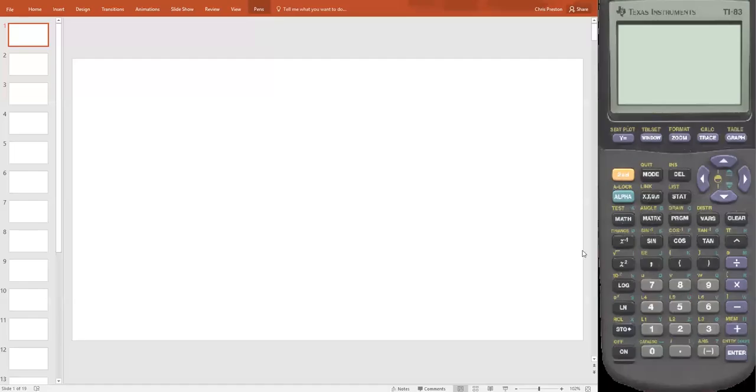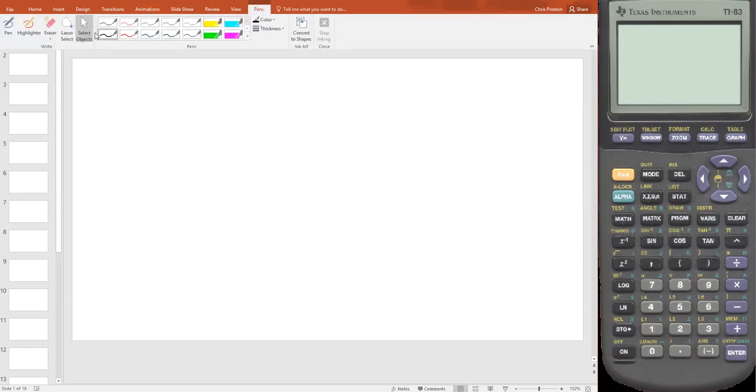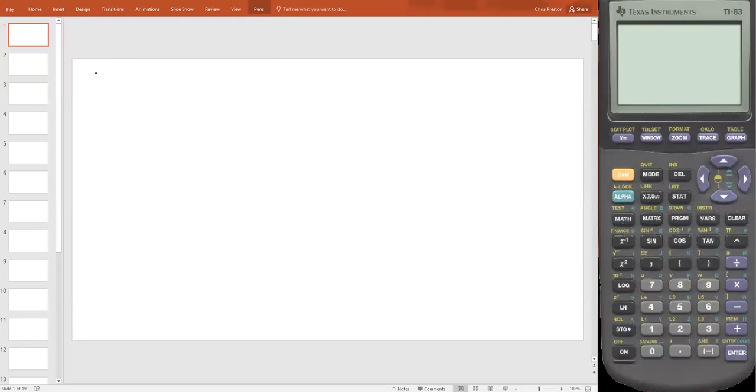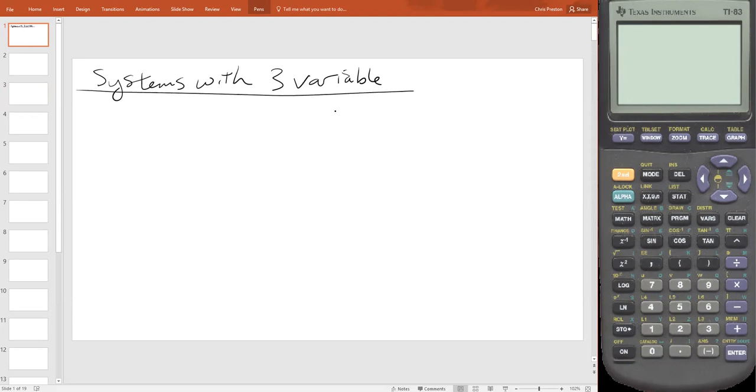All right, we're going to look at solving systems of equations using three variables here. So systems with three variables, and everything we're going to talk about could work for more than three variables, four variables, five variables, six variables. Give you the general idea, but we're going to stick with three variables for right now.